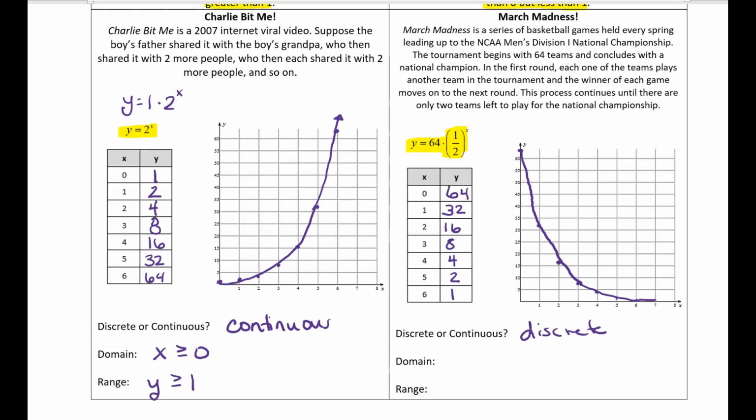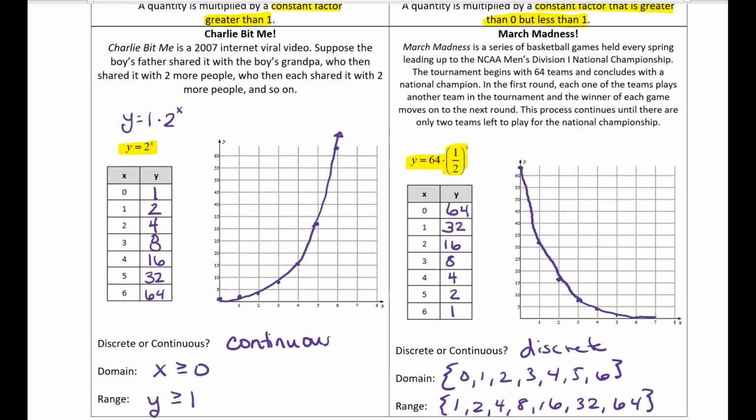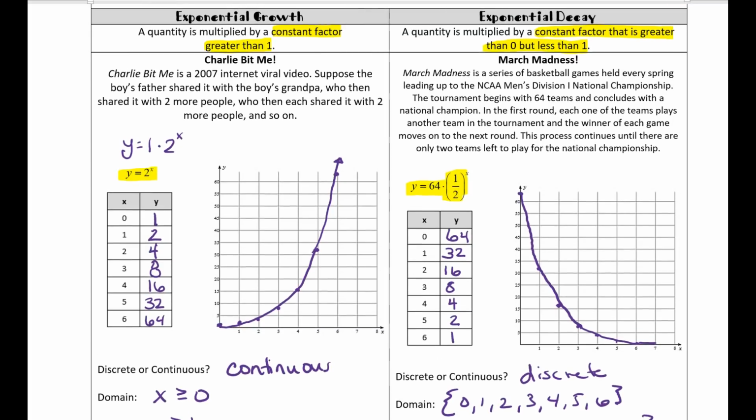So if it's discrete, that means our domain is going to be a list of numbers. Our domain is going to be each round: 0, 1, 2, 3, 4, 5, 6. And our range is going to be the number of teams left. Again, we tend to put this in order: 1, 2, 4, 8, 16, 32, and 64. So again, that is Charlie Bit Me and March Madness, our exponential growth and our exponential decay model.